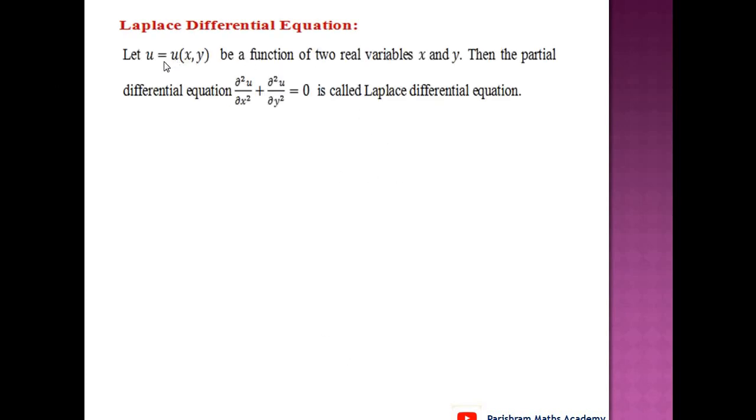Next, Laplace differential equation. Let u(x, y) be a function of two real variables x and y. Then the partial differential equation ∂²u/∂x² + ∂²u/∂y² = 0. This partial differential equation is called a Laplace differential equation.